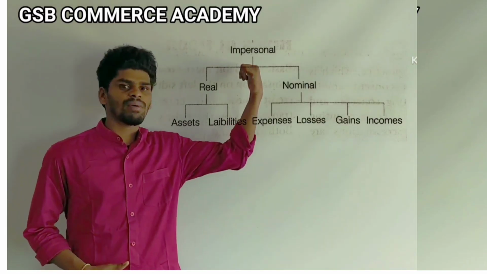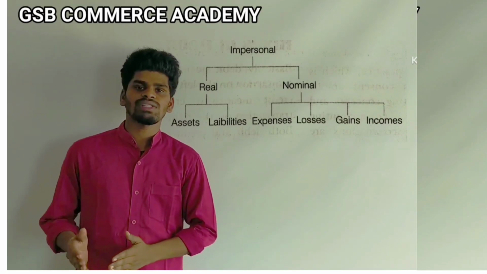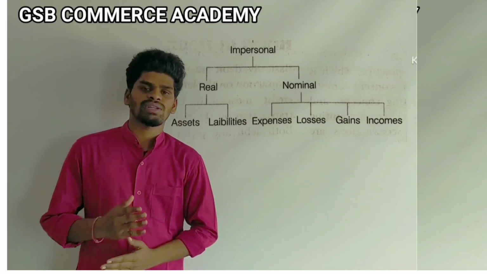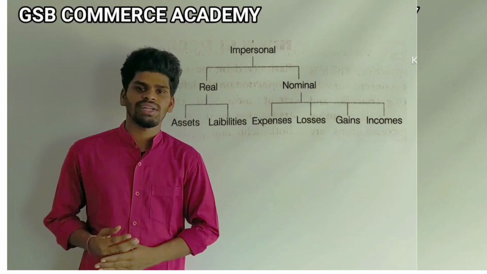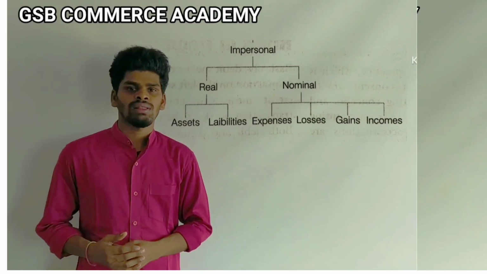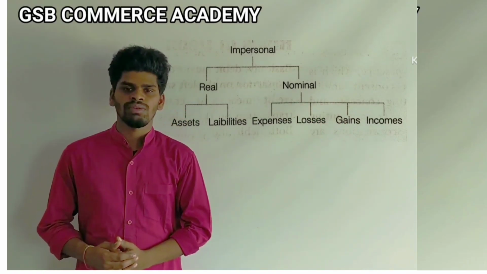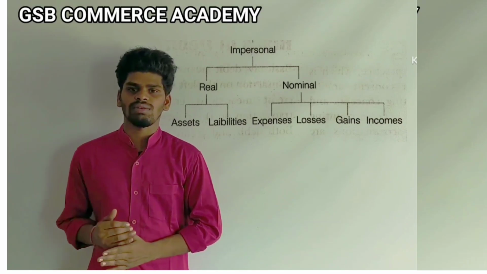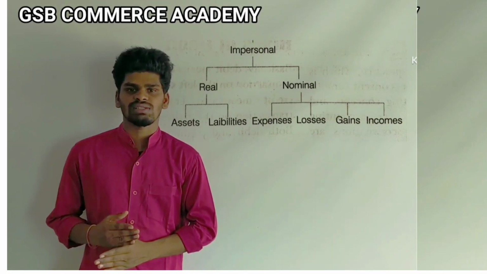And the second type of account is the impersonal account. The impersonal accounts do not deal with persons. The impersonal accounts can be classified again into two types, that is real account and nominal account. First of all, real account. What is the meaning of real account? The real account deals with all assets of the business.